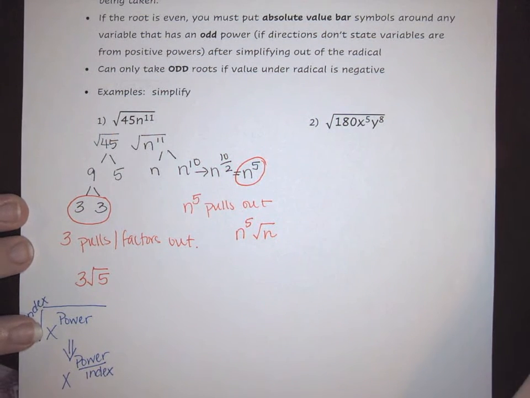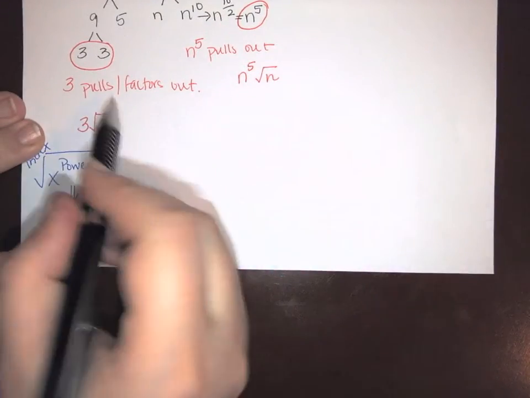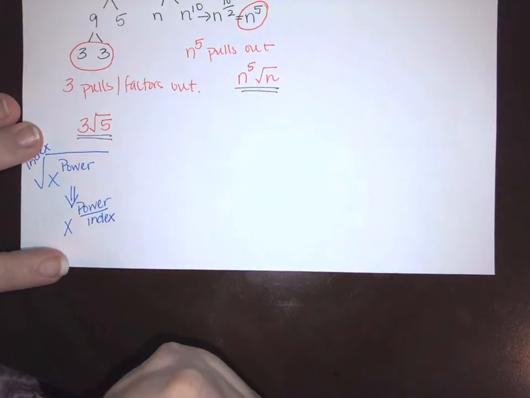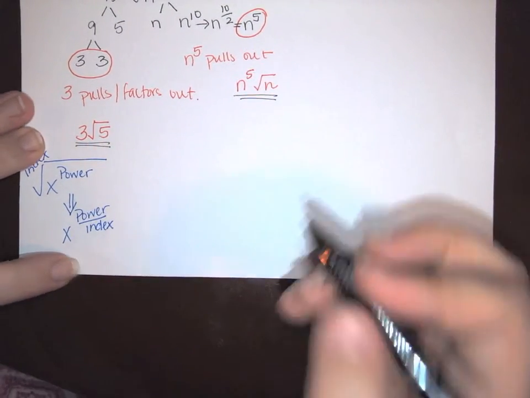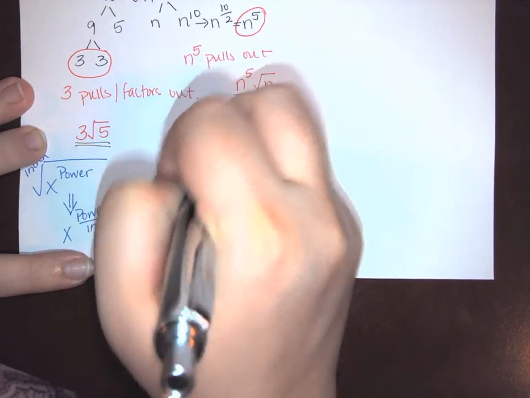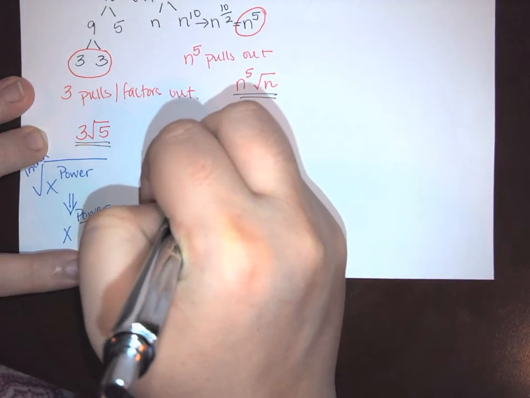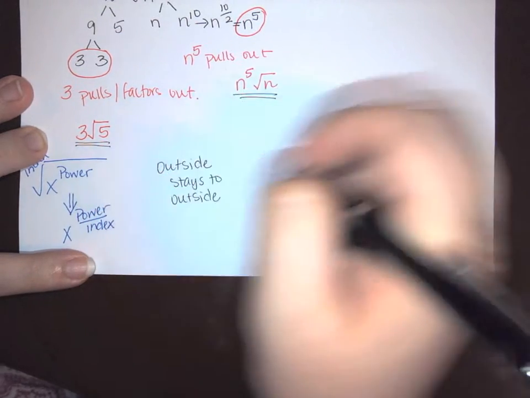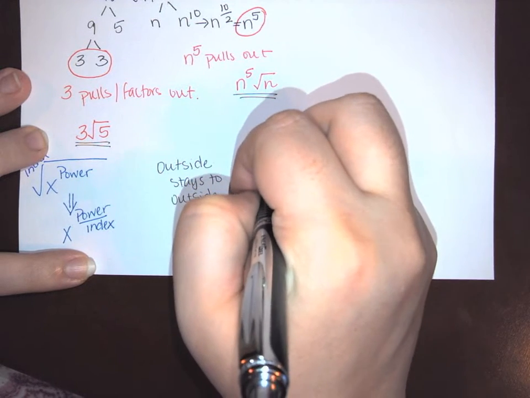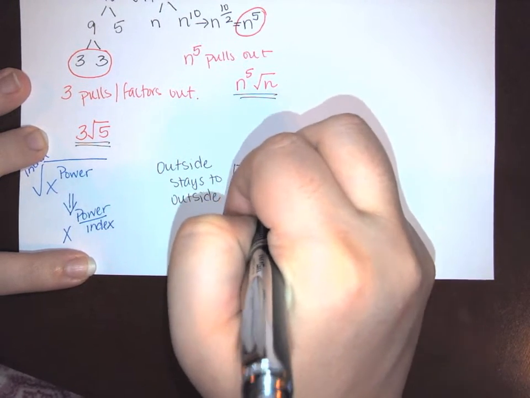Now the very last thing that we have to do is put it all together. So I have these two radicals here, the number one and the variable one, and I need to put them together. So the rule is: outside stays outside, then your radical sign, and inside stays inside.